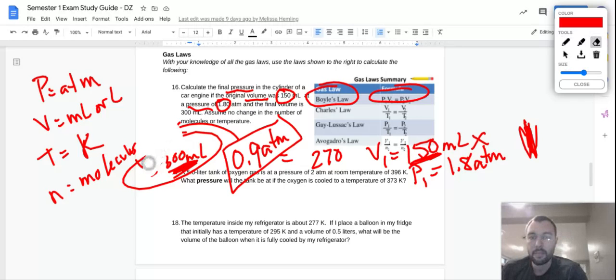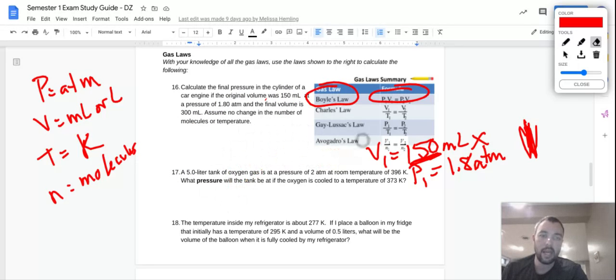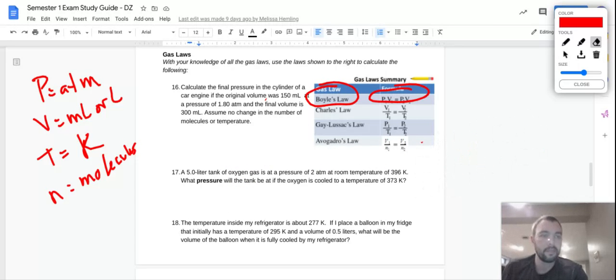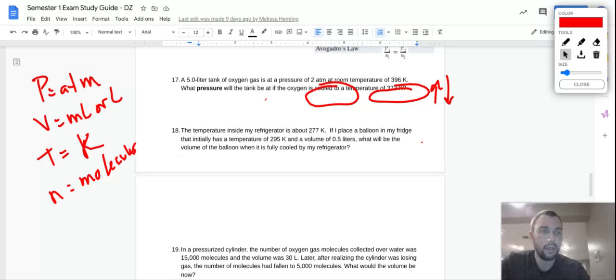Sometimes if you double check that at the end, you'll find out that you multiplied when you were supposed to divide, or divided when you were supposed to multiply, and it won't follow that rule. So Boyle's law is always indirect: one goes up, one goes down. Charles' law, Gay-Lussac's law, and Avogadro's law are always direct, meaning they both go up or both go down. All right, now let's take a look at 17 here.